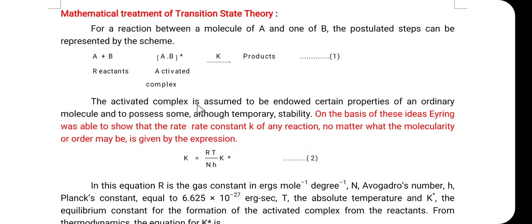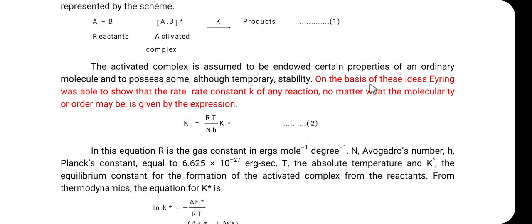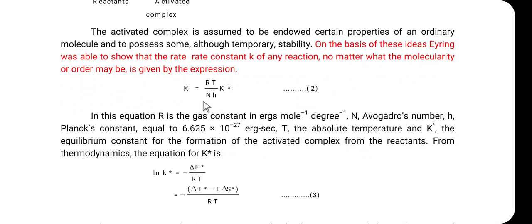The activated complex is assumed to possess certain properties of an ordinary molecule and some, although temporary, stability. On the basis of this idea, Eyring was able to show that the rate constant k of any reaction is given by the equation k = (RT/Nh) K*, where k is the rate constant, R is the gas constant, T is the temperature, N is the Avogadro number, h is the Planck constant, and K* is the equilibrium constant for the formation of the activated complex from the reactants.